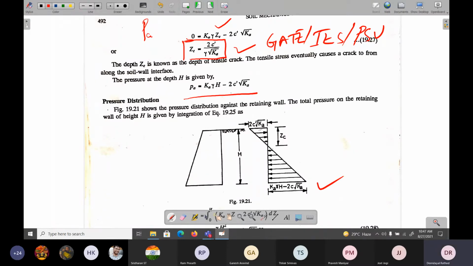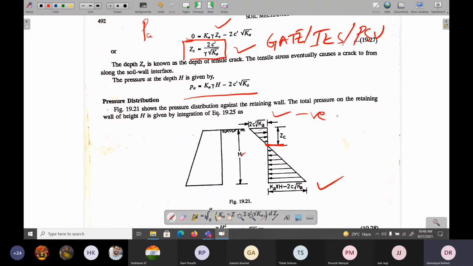Instead of Z, if you substitute H here, you get the pressure, but somewhere it is 0. This is called ZC. Above that it is the tensile, negative, that's why we have drawn it in this way. So they may ask to draw the earth pressure along the wall, and in the active case, at a depth of ZC, that is nothing but 2C divided by gamma root Ka.